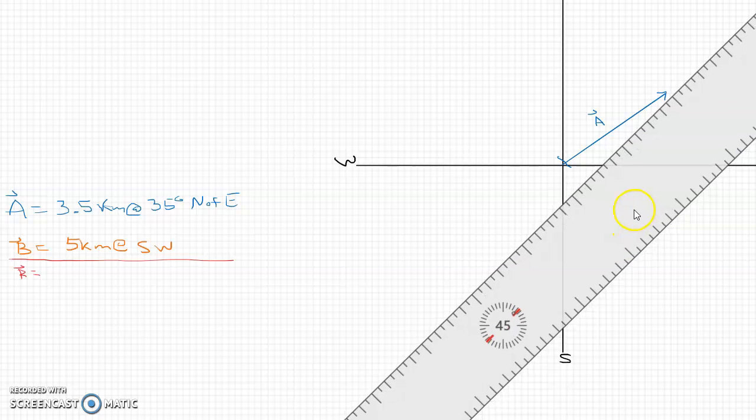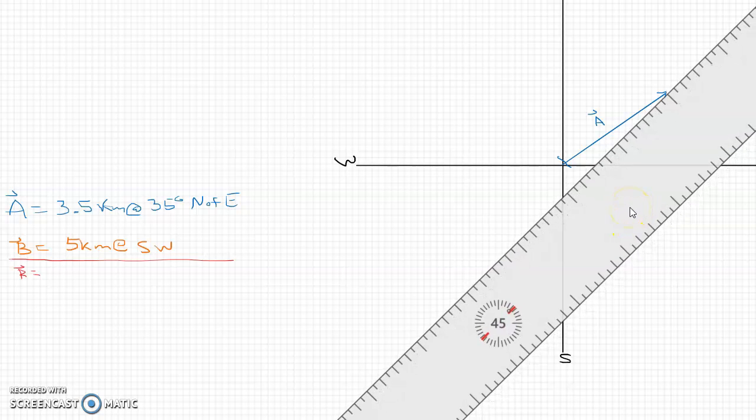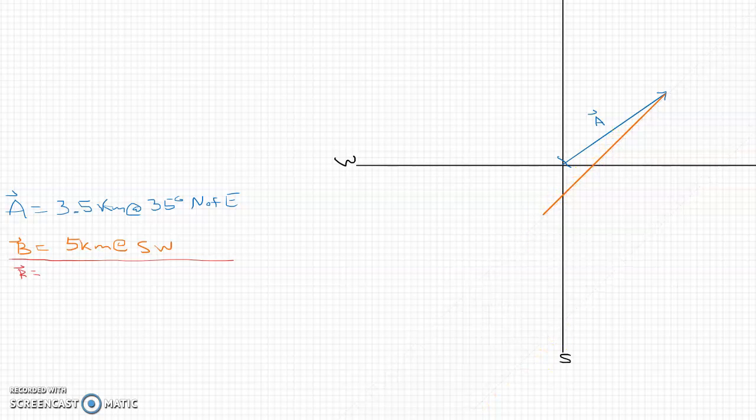And I'm going to bring that up here, and let's get an orange marker, and we're going to go 5 kilometers. So 5 kilometers, here we go. There's 1, there's 2, there's 3, there's 4, and there's 5 kilometers. Let me double check. Okay, so there's our 5 kilometers southwest. So let me finish the vector. And it's a displacement vector, so that's the vector B.